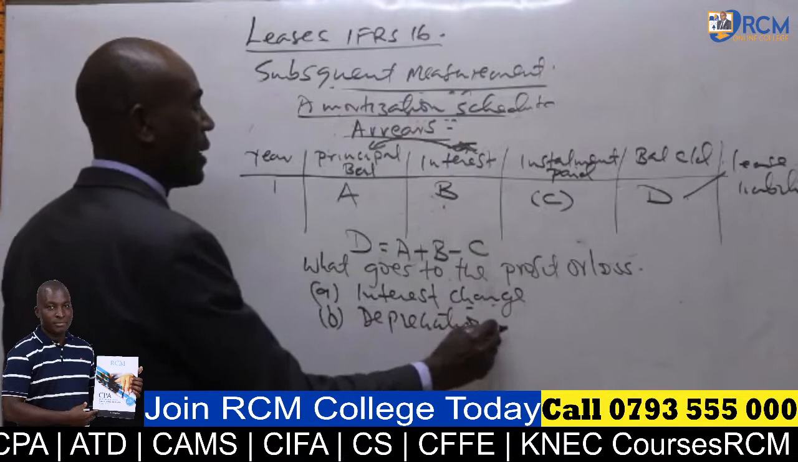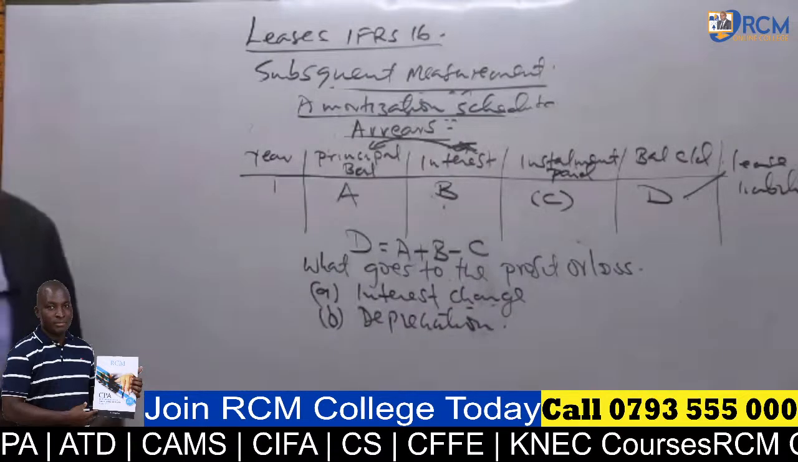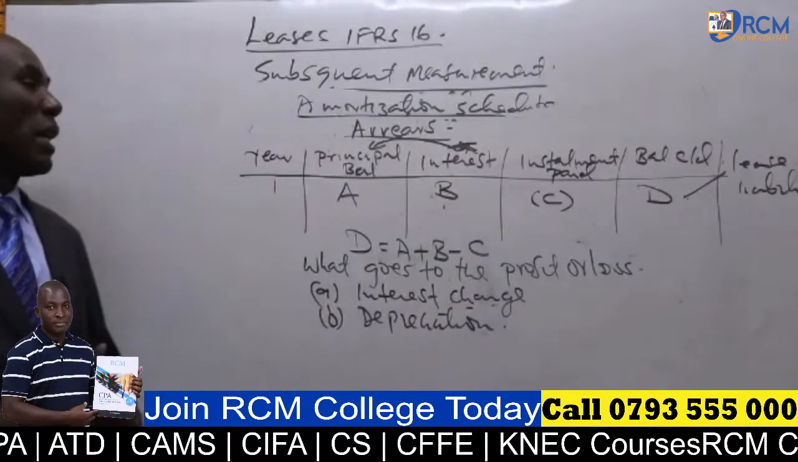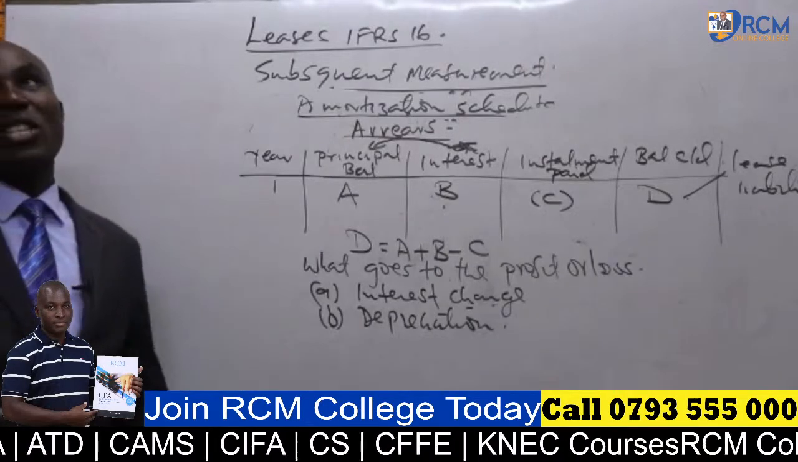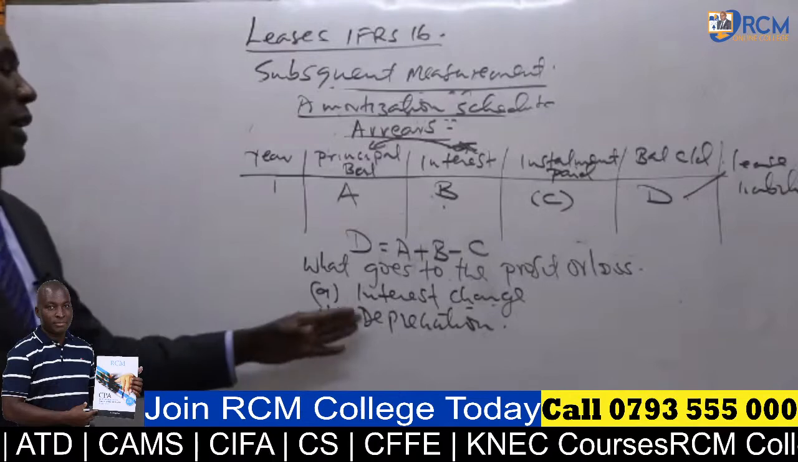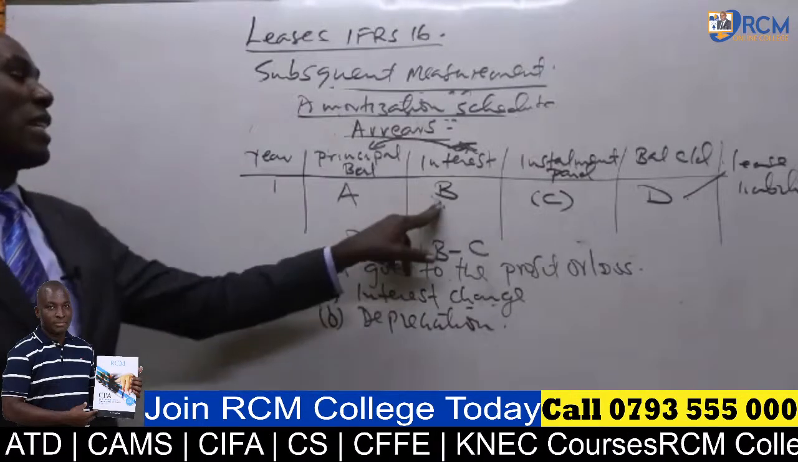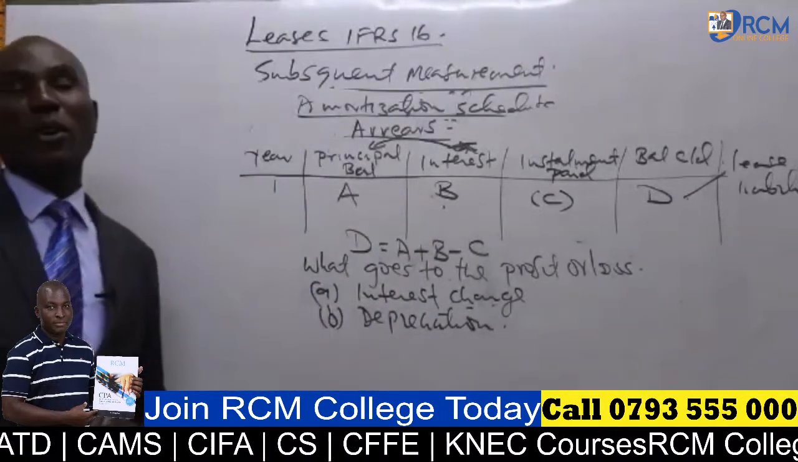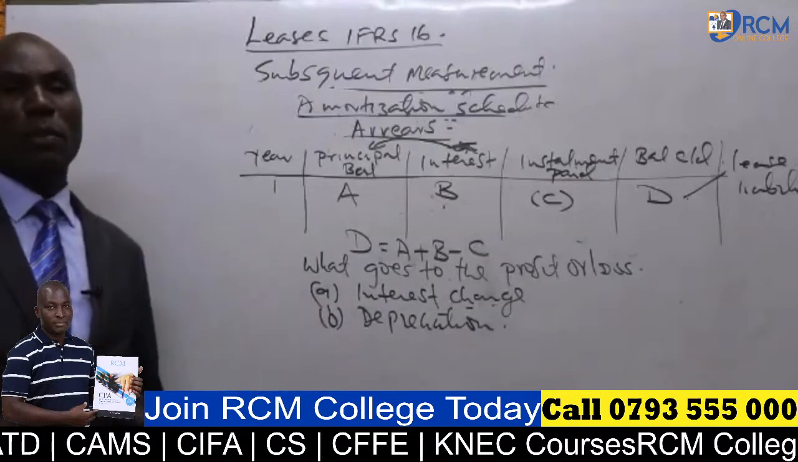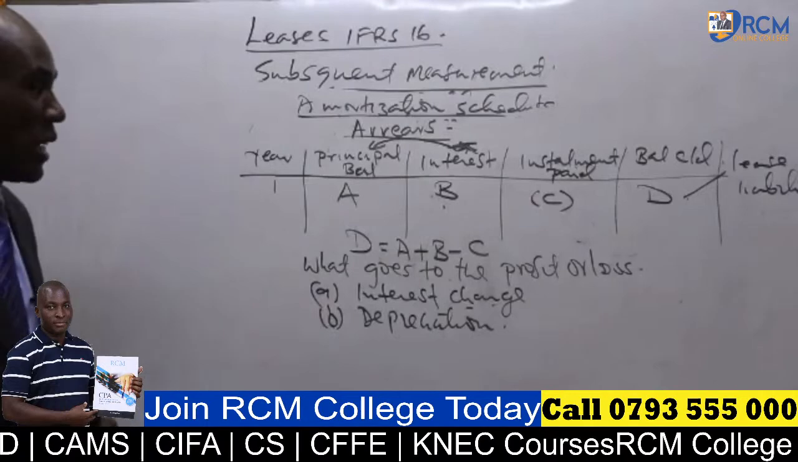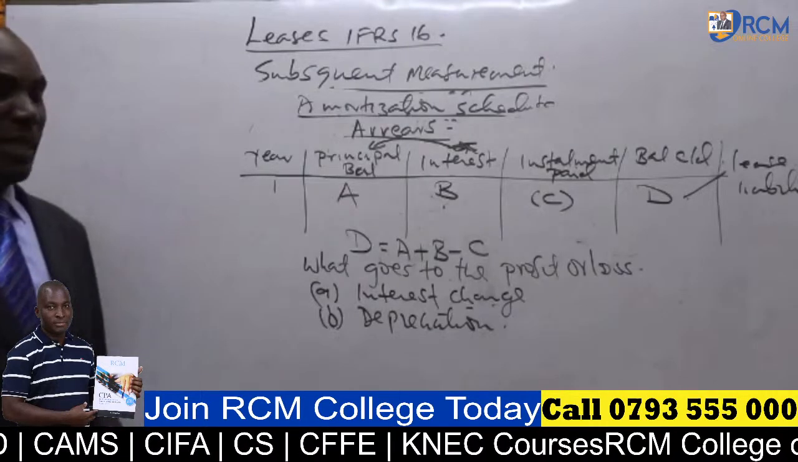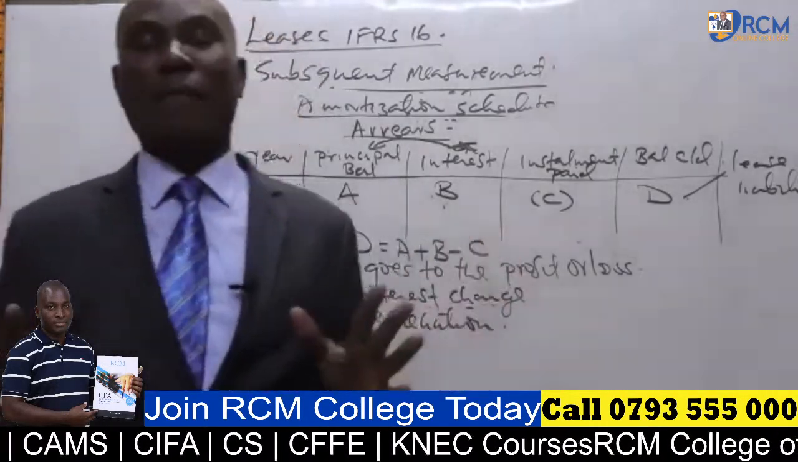Number B, depreciation. What goes to the income statement or profit or loss as a lease cost is interest. Then we have depreciation, because we said the right of use will be depreciated. Now let me listen to this very carefully.